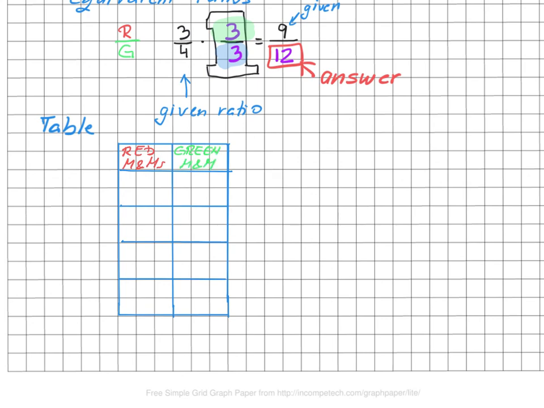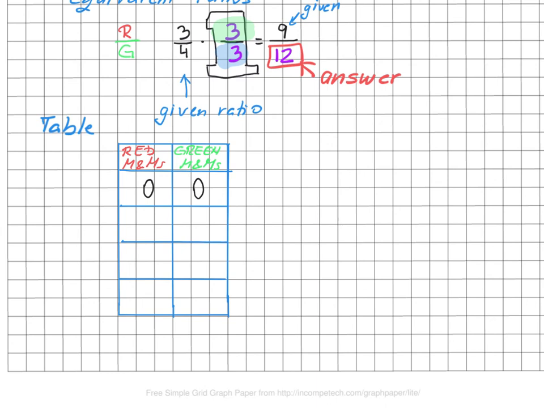I'm also color coding them so they can be more visual. So I'm comparing green and red M&Ms. Okay, so the next thing I'm going to do is start with 0, 0. In my table, I always start with 0, 0. So if I have no red M&Ms, I have no green M&Ms.